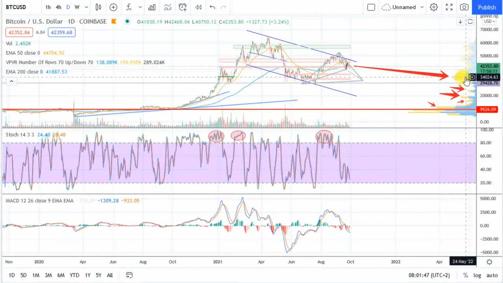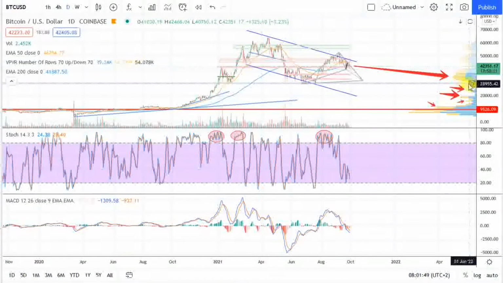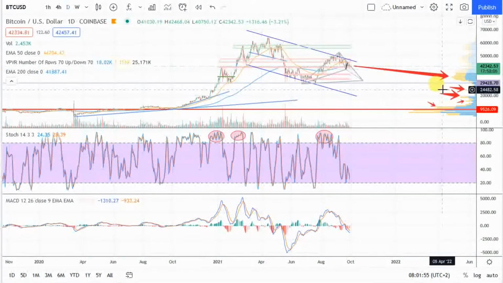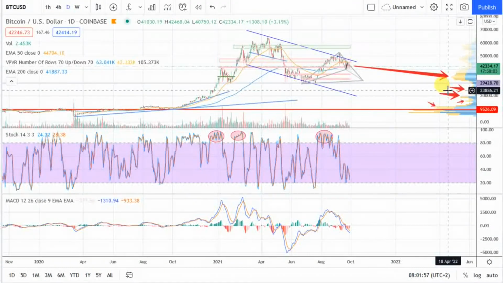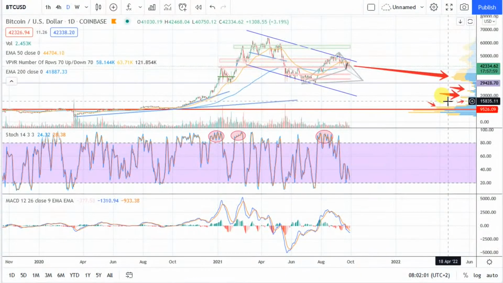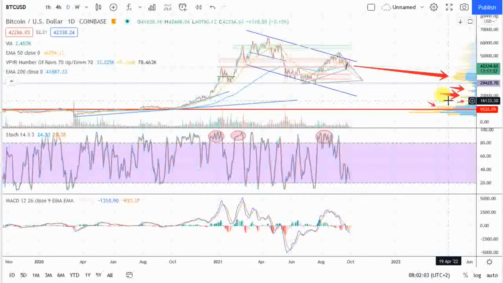We have this node here at 34,000. And then we don't really see anything that puts the brakes on at this 31.5. But below that, we've got a node at 23,000. We have one at 19.7. We have one at 15, 16. And we've heard all these people talk about 14.